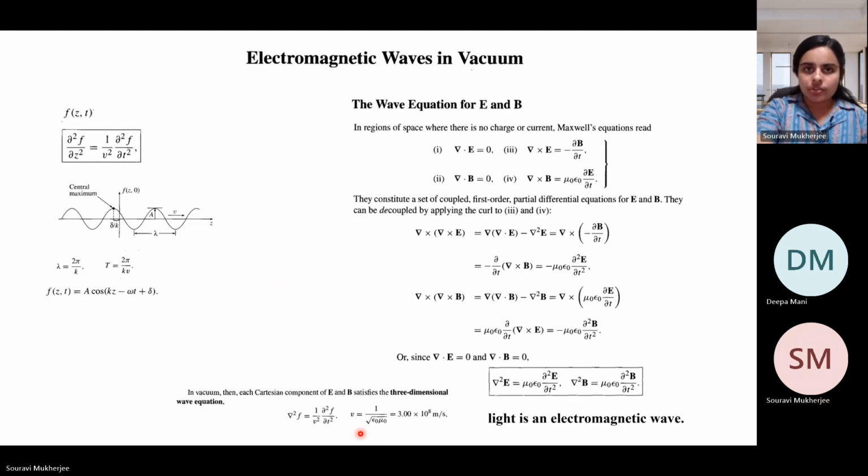Okay. So now if you talk about electromagnetic waves in vacuum, what is a wave? A wave is actually some function of position and time, right? And it follows this wave equation.